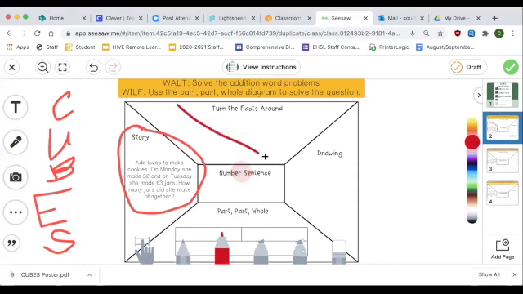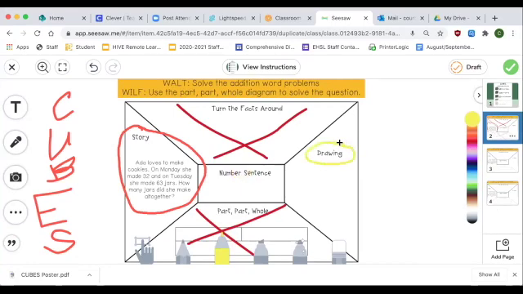Today, you don't need to do turnaround facts. You don't need to do part, whole, so the tops and the bottoms, you don't need to do. You need to do your drawing and you need to do a number sentence.